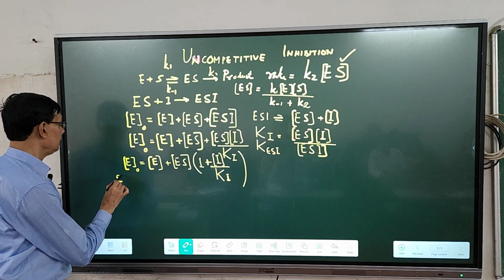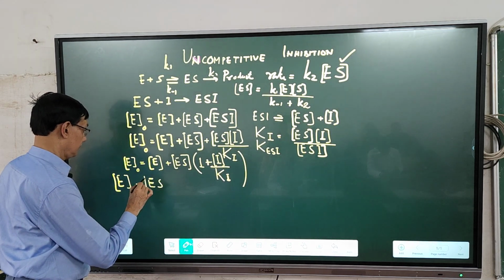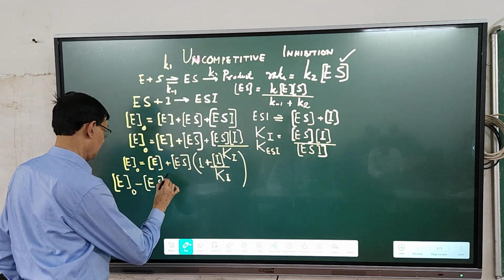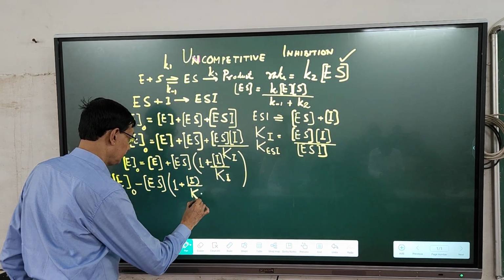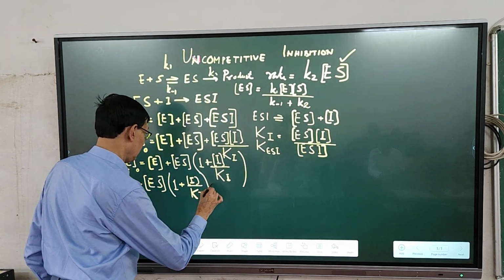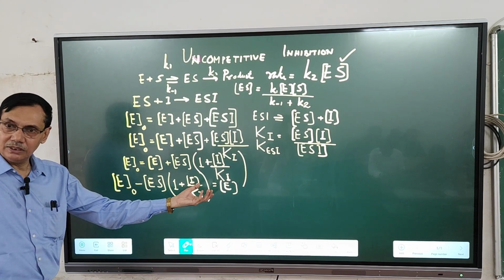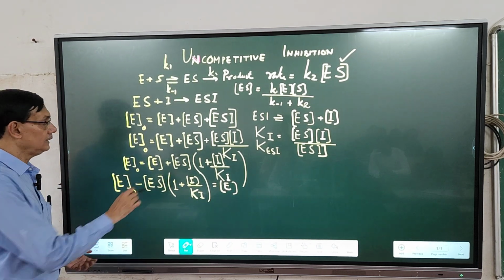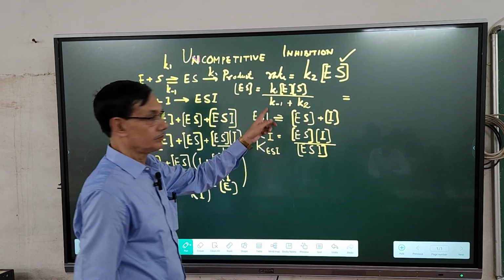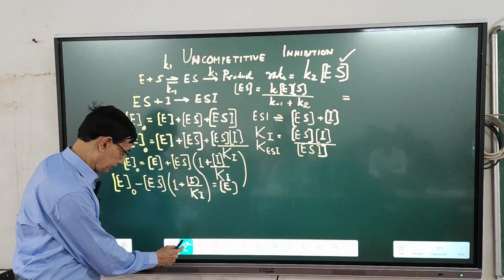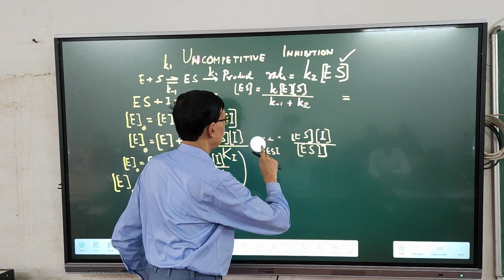So it is simpler: E0 minus ES times (1 plus I over Ki) is equal to E. So substitute the value of E in our first equation. Do you follow this point? Now I can remove all these things. It will take only 5 minutes.